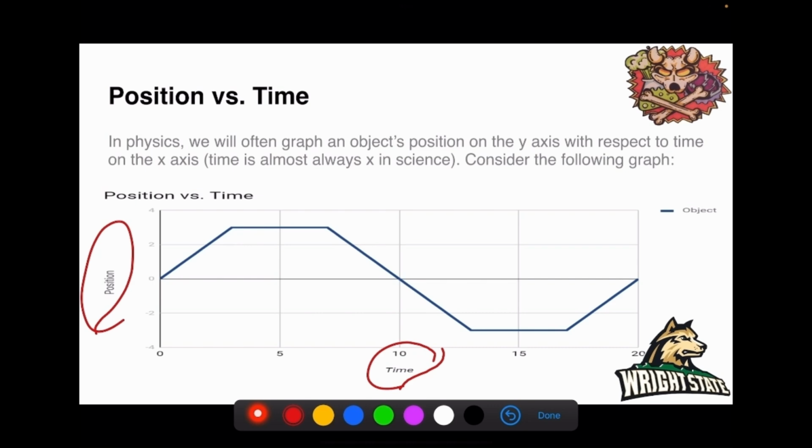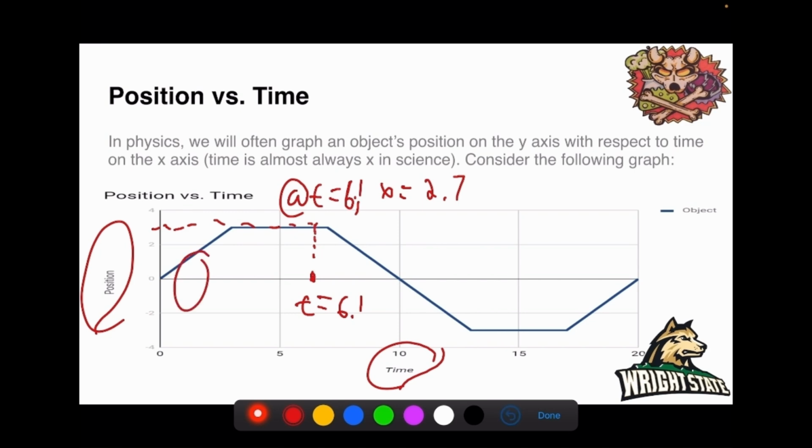So there's a couple of things we can see from this. The first is at any point in time, we can figure out what the position is by just looking at the y value for that given x value. So like, let's say I'm looking right here, let's say this is like t equals, I don't know, 6.1. I can find my position by going over here. And I could say that at t equals 6.1 seconds, x equals like 2.7, right? T equals 1 would be over here. Okay, so first of all, we can read the graph like that. That's fine. Hopefully that makes sense to you guys.